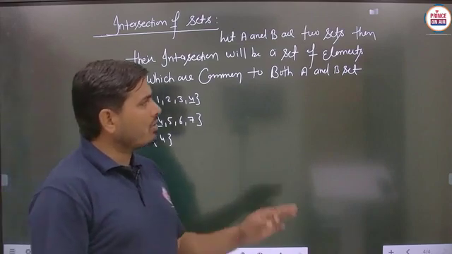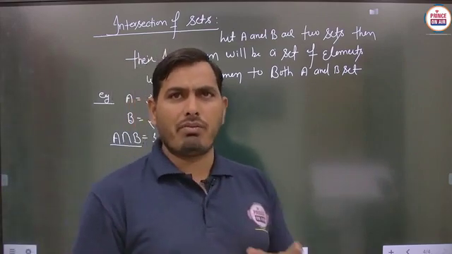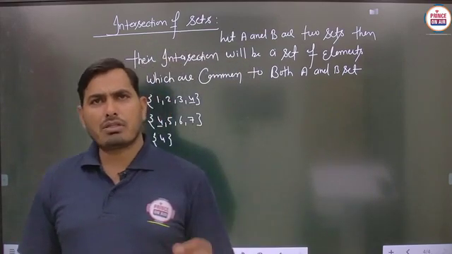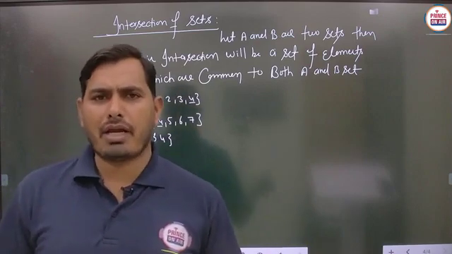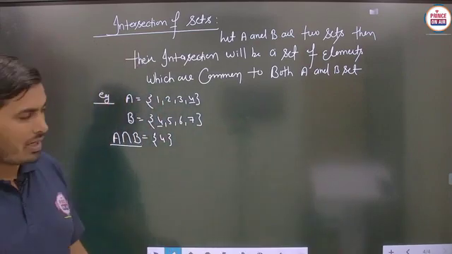Let A and B be two sets, then their intersection will be a set of elements which are common to both set A and set B. Is it clear?